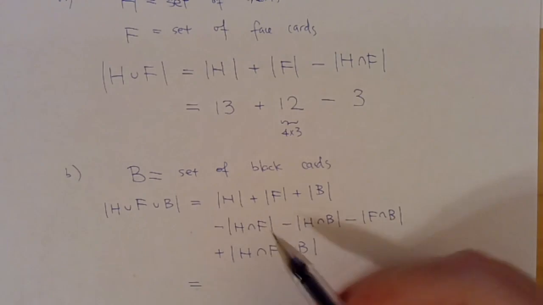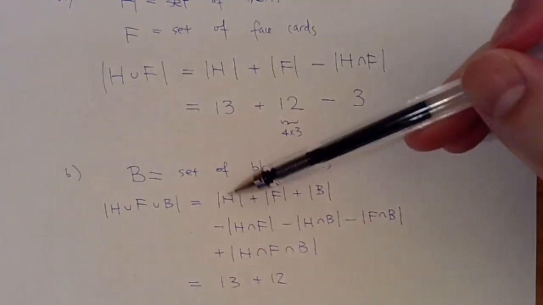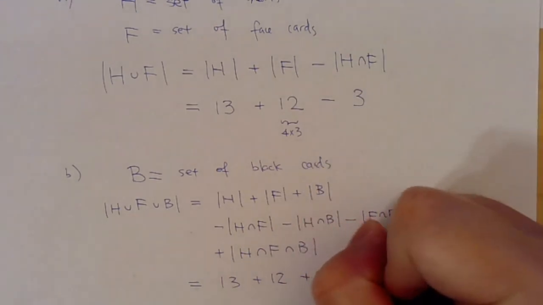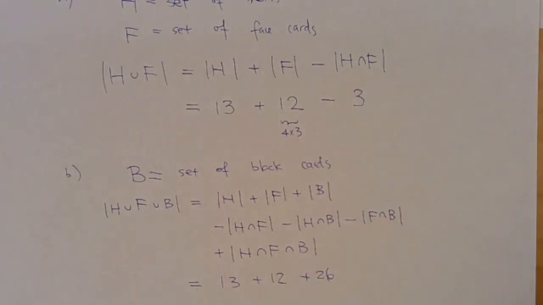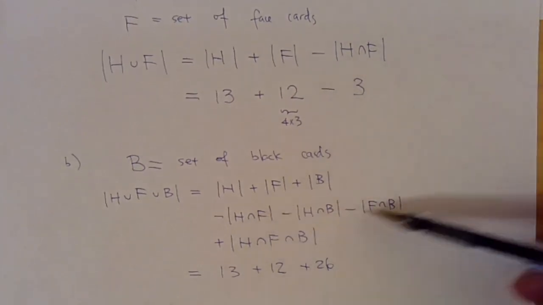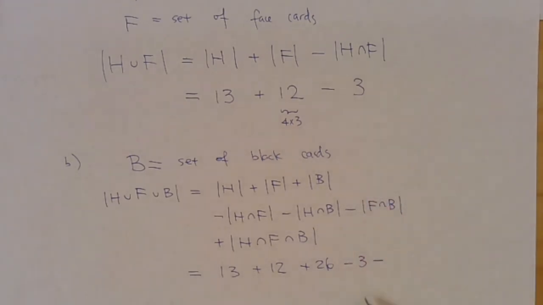So here's the same numbers, 13 plus 12 hearts and face cards. The number of black cards, half of the deck is black, so we have 26 cards. And then we'll subtract these three intersections. The first one we already had from before.